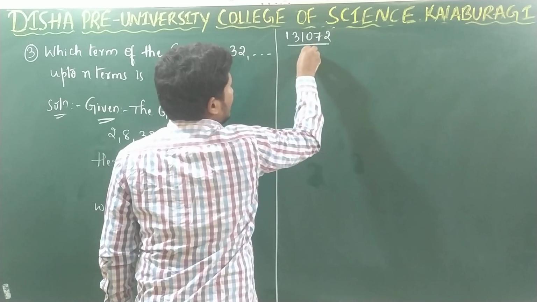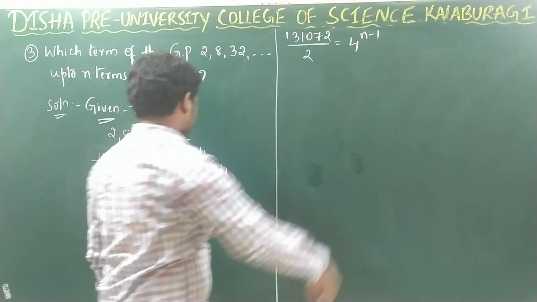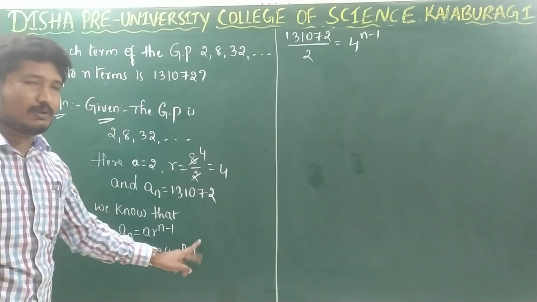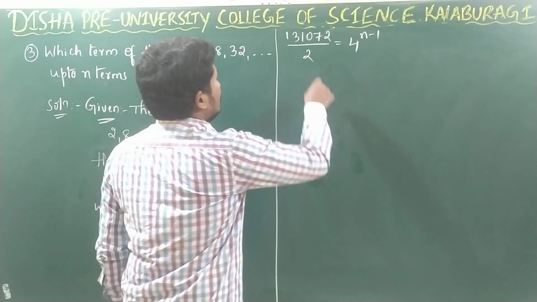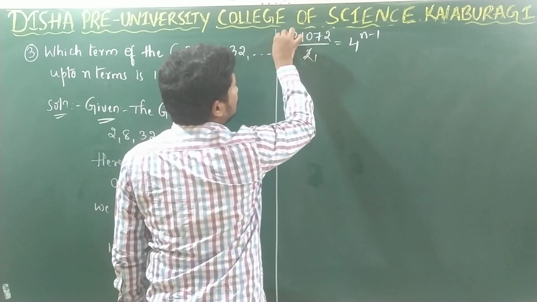131072 divided by 2 is equal to 4 power n minus 1. Right? You are left with 4 power n minus 1. Now, let us cancel this. When you cancel this term by 2, what will you get?